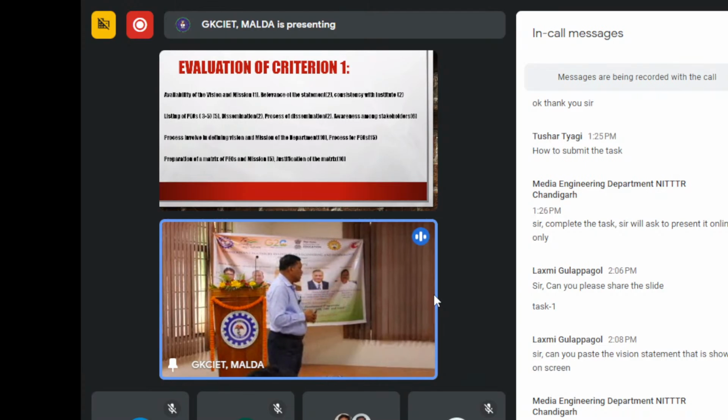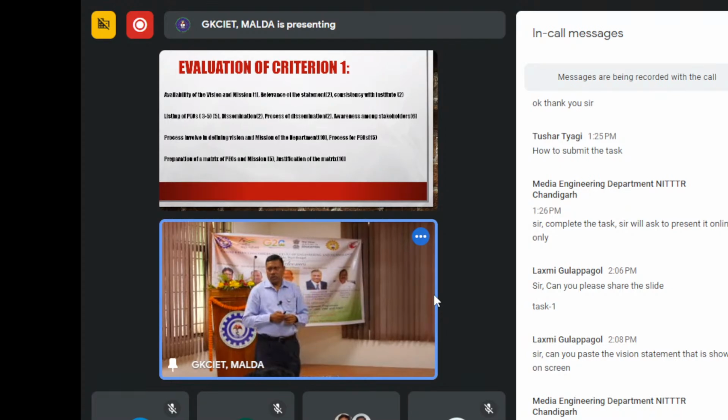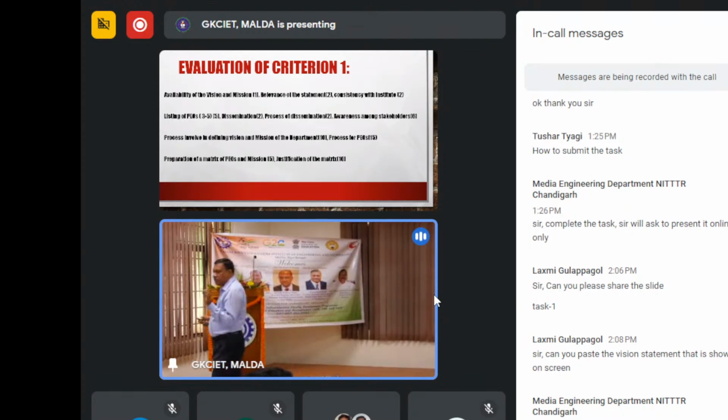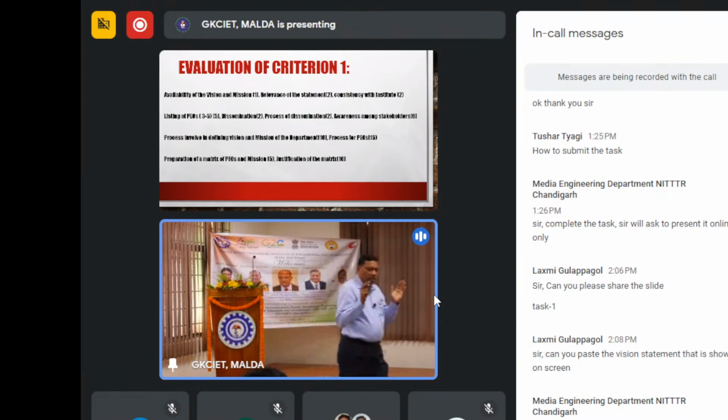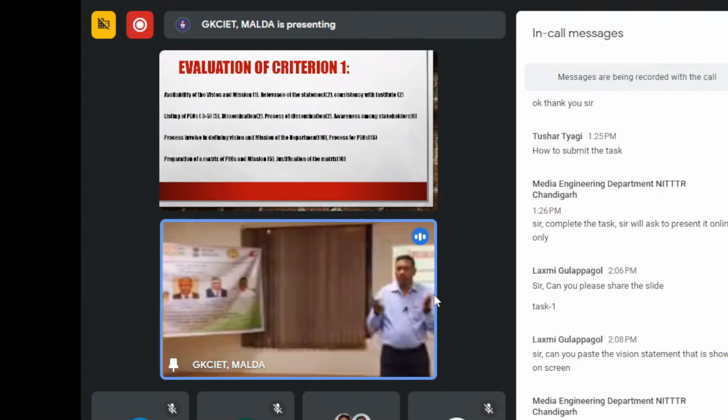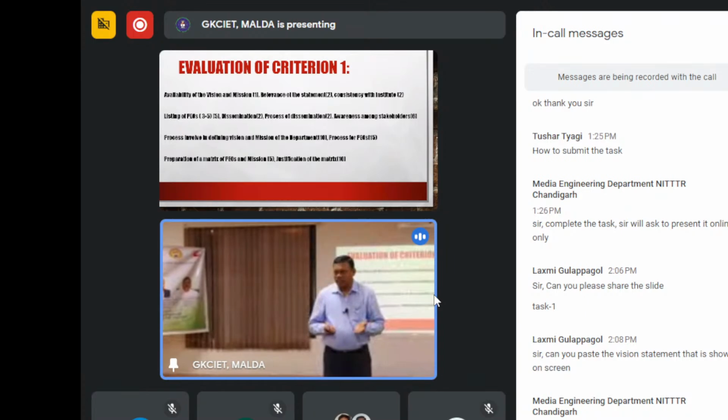The distribution is: availability of vision mission statement, 1 mark. If your vision mission statement is available for the department and for the institute, then you get straightforward 1 mark. Here it is only the availability of the statement. Your statement should be available as part of the record.